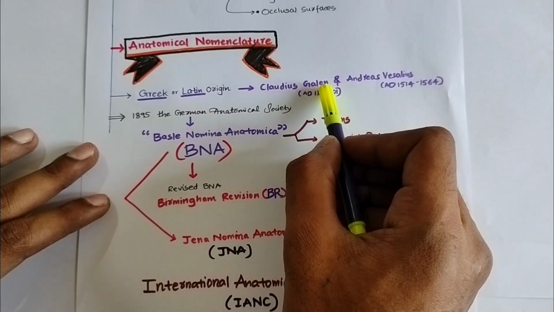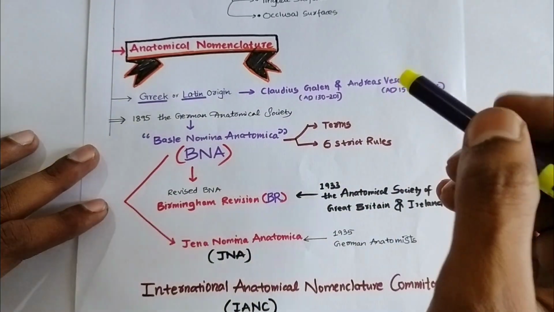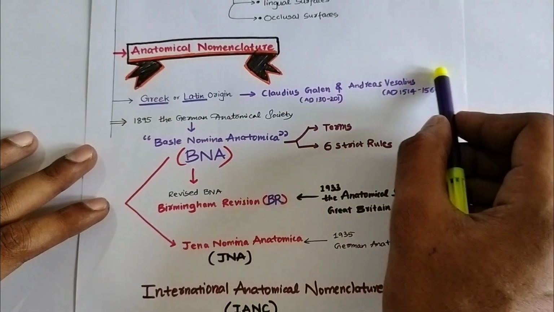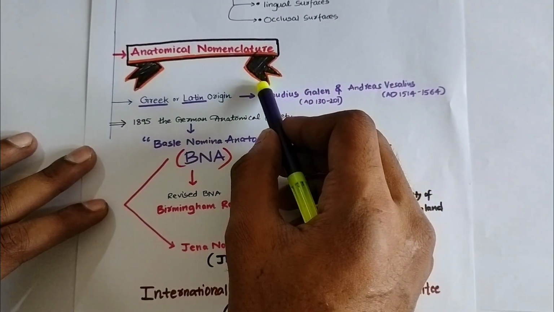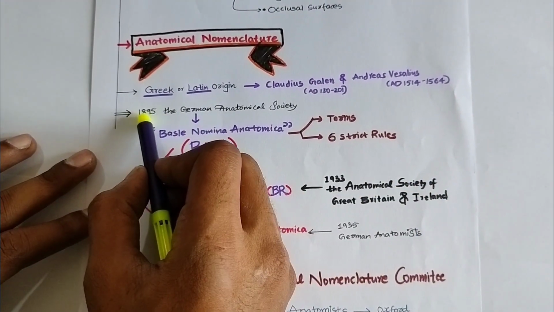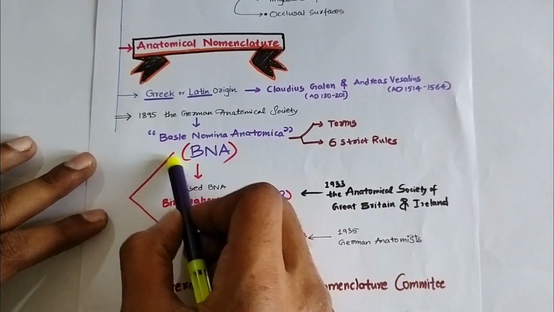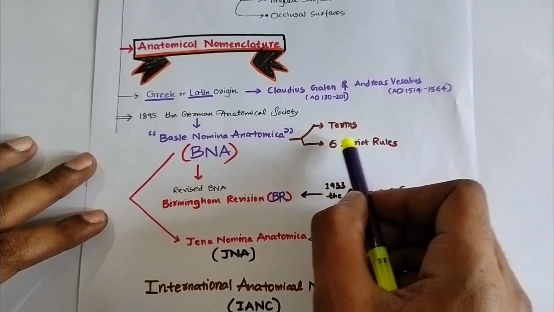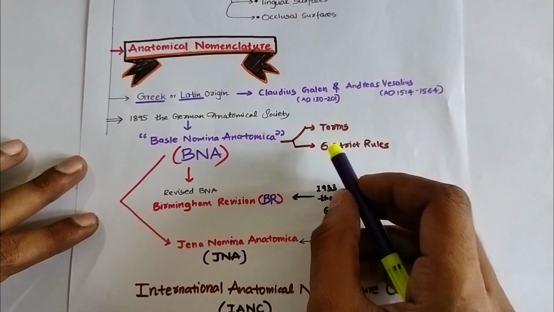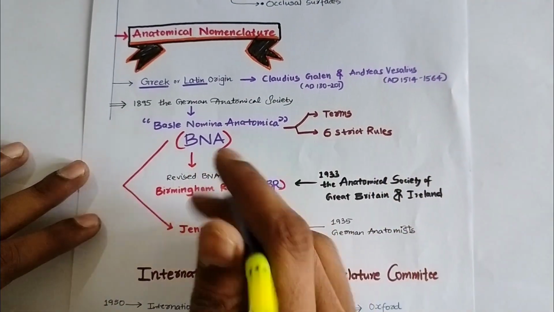Claudius Galen and Andreas Vesalius are the great anatomists whose works are described in books. They recorded some basic terms, everything of their work in books and volumes, and they contributed to anatomy. In 1895, the German Anatomical Society described the Basel Nomina Anatomica (BNA), the anatomical terms that have to be used by every anatomist. They made six strict rules, and those were implemented at that time.